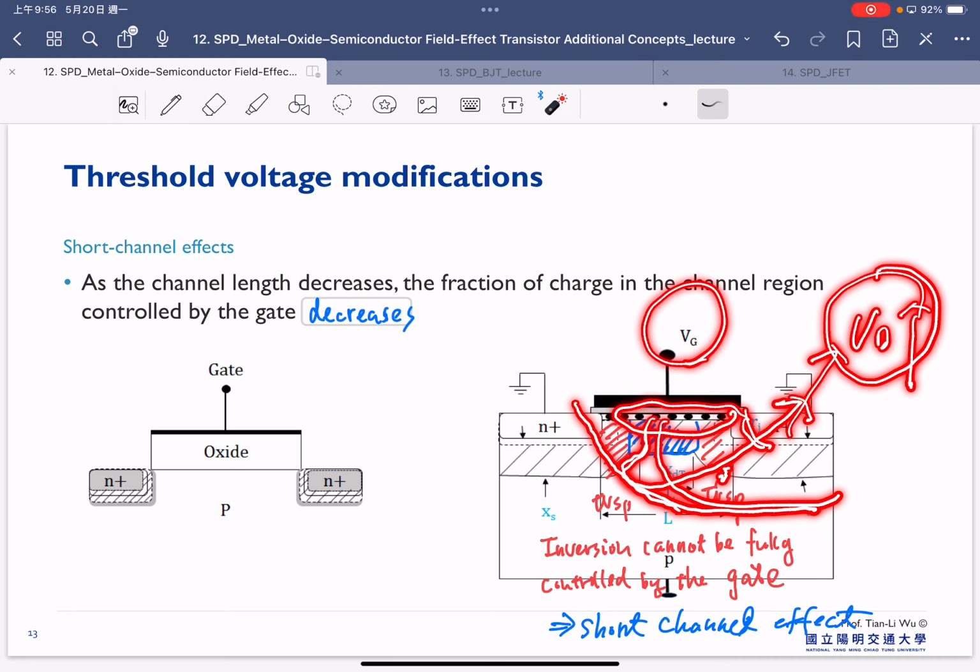So right now, if you try to apply the gate voltage equal to 0 volt, you still cannot turn off the channel, because right now the electron can start to move through the depletion region from the source to the drain side here. So that's a major problem for the short channel effect here.